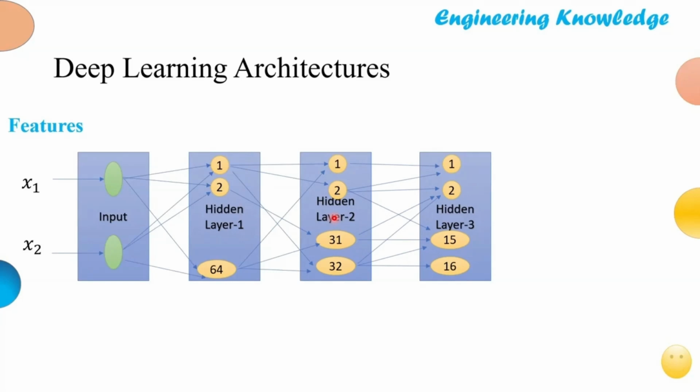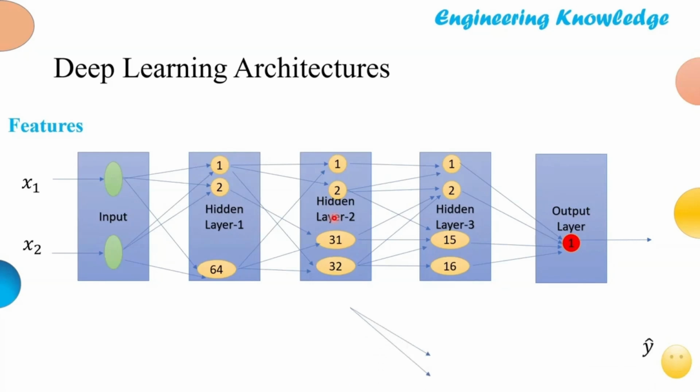The input is 2. What is the output? Output is the squaring operation. If the model understands, then it will predict the squared operation. So the number of output layers will be 1. And how many neurons are required? 1, because the output is 1. This neuron will be connected to all the previous hidden layer 3 neurons, all 16 of them. And the output will be, suppose, y hat. So y hat is nothing else but an estimated, predicted value of the trained model. So this is the architecture.